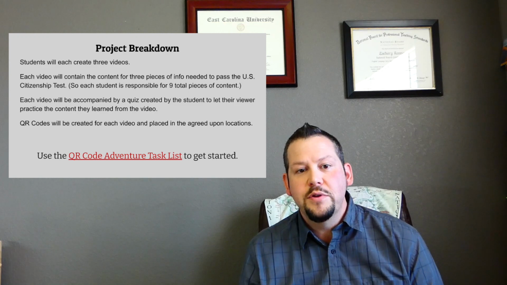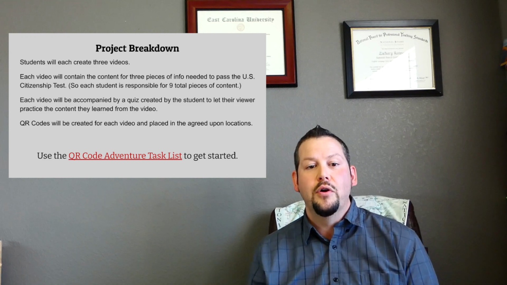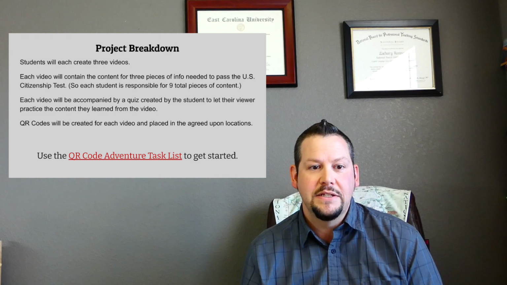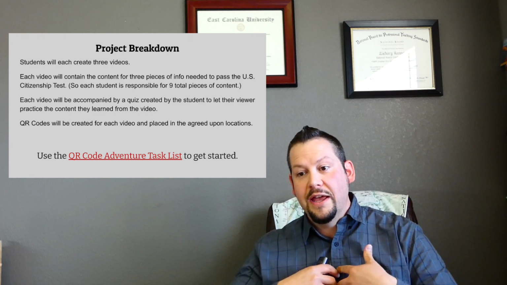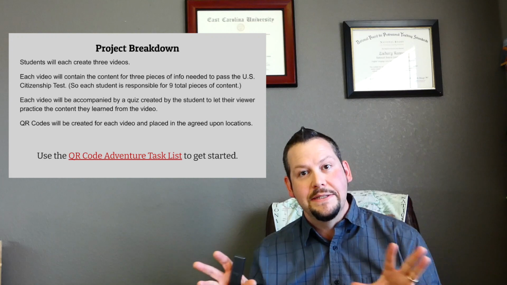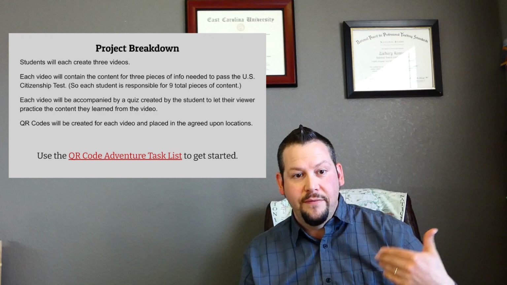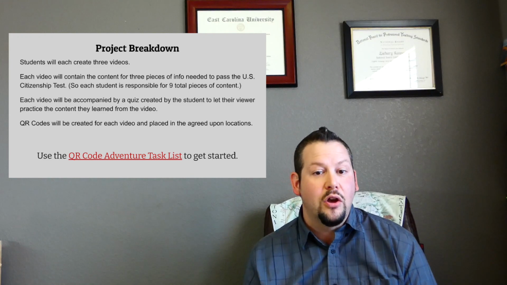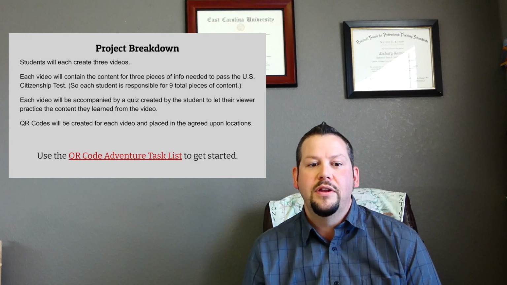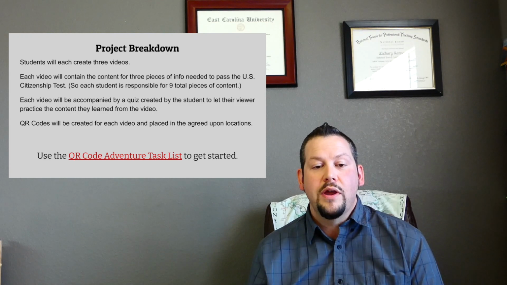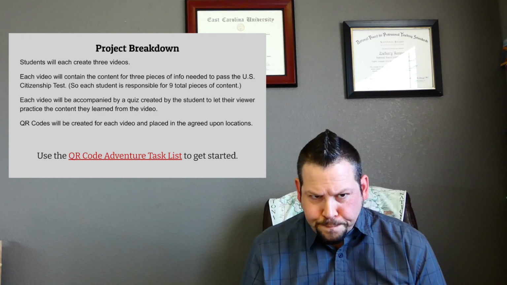And to meet the needs of the material, I asked that each video contain the content for 3 pieces of info needed to pass the U.S. citizenship test. So that each student was responsible for learning and then teaching 9 different pieces of the knowledge required to pass that test. Each video would be accompanied by a quiz created by the student to let their viewer practice the content they learned from that video. And then QR codes were created for each video and placed in agreed upon places around the school.